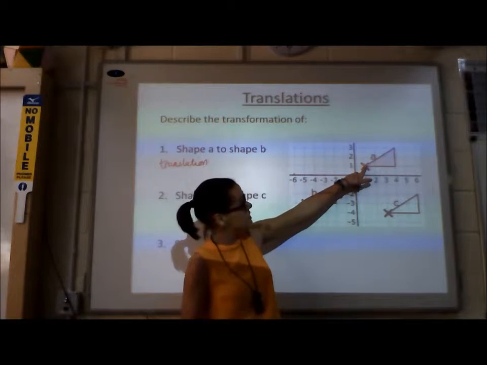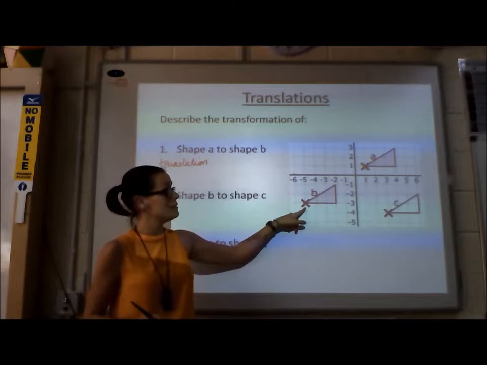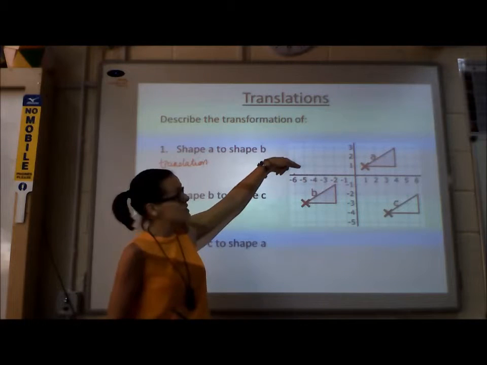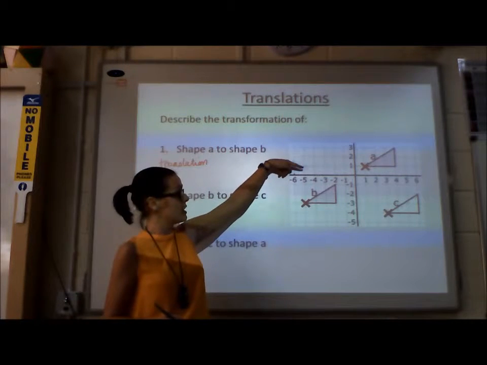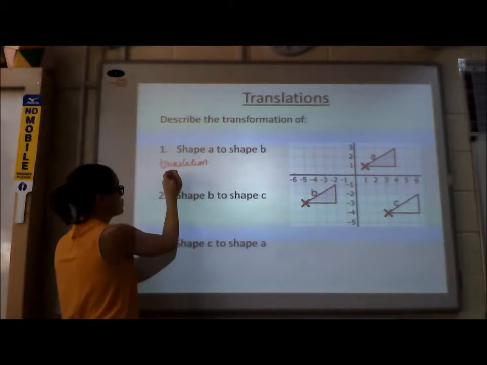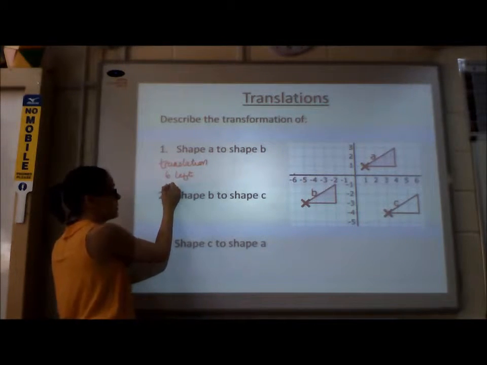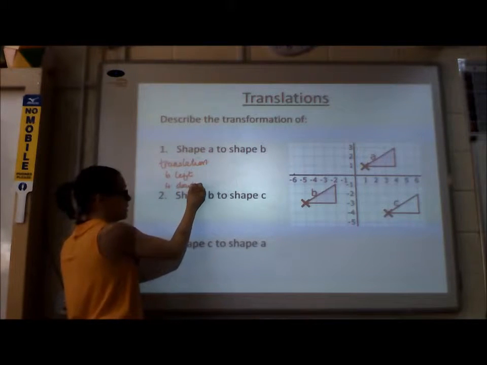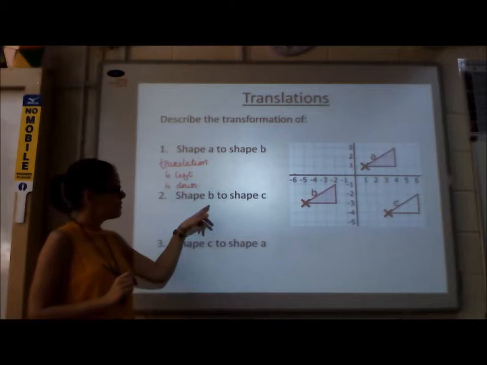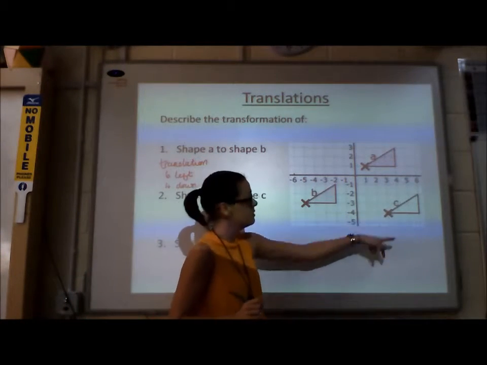So to get from this corner of shape A to the same corner on shape B, I'm going to move 1, 2, 3, 4, 5, 6 squares to the left and 1, 2, 3, 4 squares down. So I translated it 6 units to the left and 4 units down.